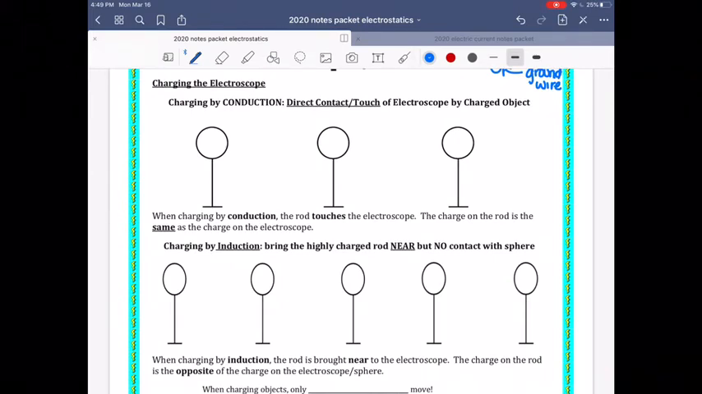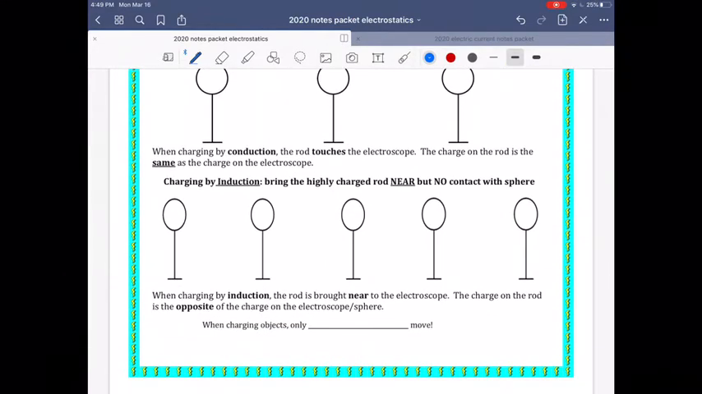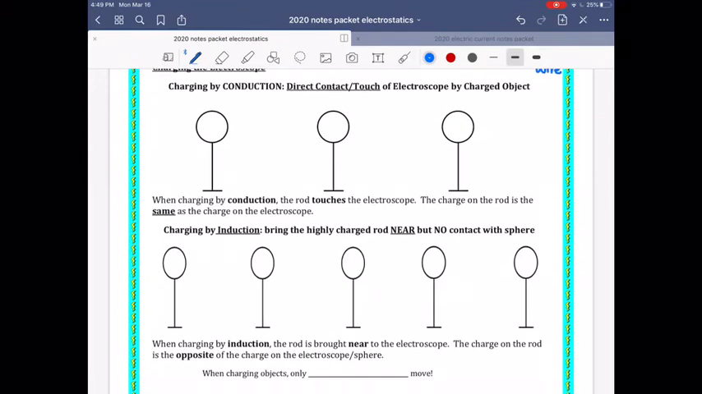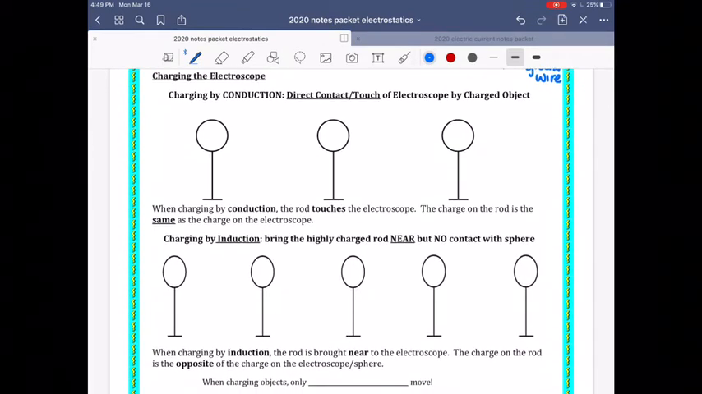All right, so now we're going to talk about charging the electroscope. I'm hoping we could find a video and I could put it up on Canvas for you guys so you could see what an electroscope is, how to charge an electroscope, and we could just talk about it in theory now, and then hopefully you could see it in action in a little bit. Okay, so we have 2 different types of charging. The first type of charging is charging by conduction.